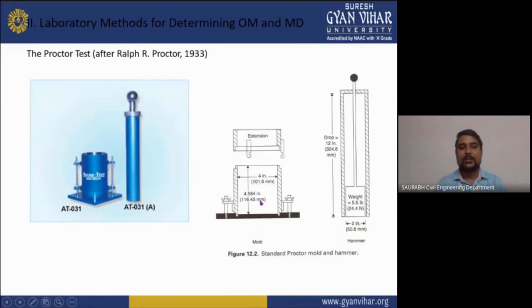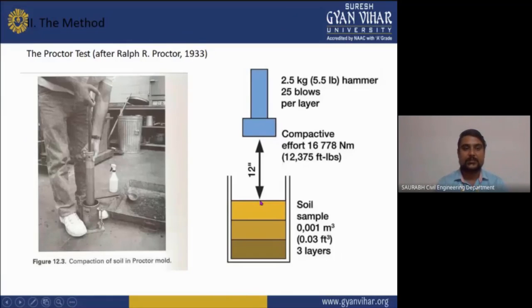Here, as you can see, is the laboratory method of determining optimum moisture content and maximum dry density. This is the image of the mold and the standard Proctor mold with the hammer. This is the method invented by R. Proctor in 1933, where your soil layer is divided into three parts, and we have to use a 2 kg hammer, and to each layer we have to give 25 blows of the hammer.